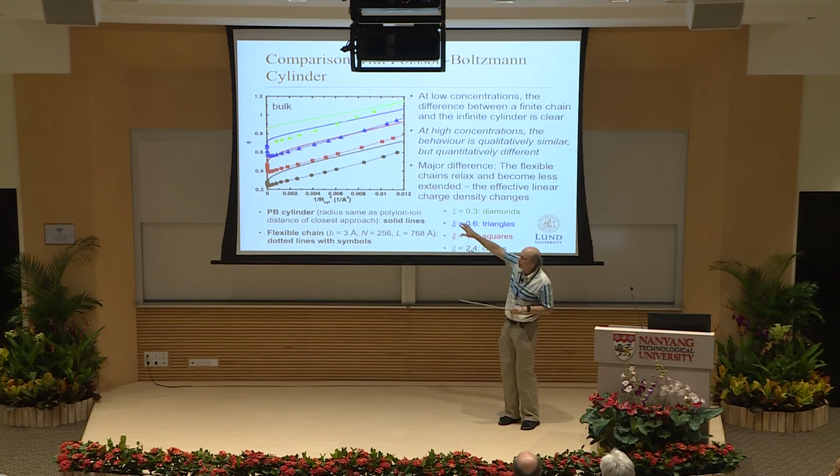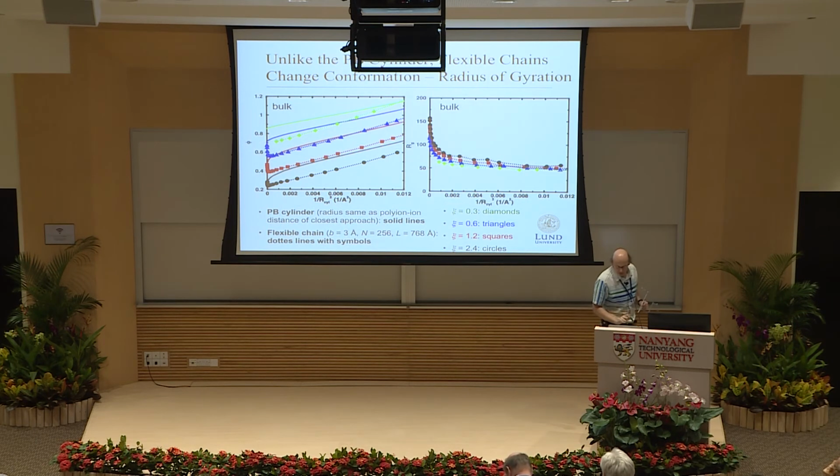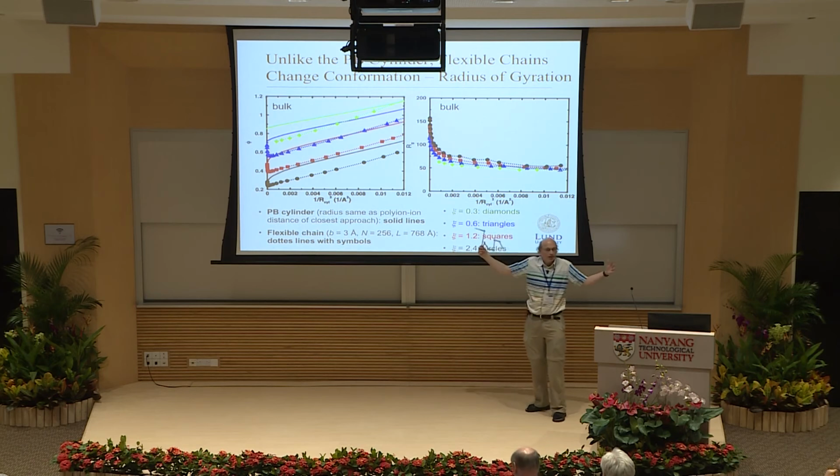Well, here I have used the linear charge density for my cylinders. But when the concentration of the polyelectrolyte is increasing, the chain relaxes. It starts off kind of extended, but then starts to relax and have more compact conformations. We can see that here, where we have plotted the radius of gyration. It starts off biggish, and then it contracts a little bit.